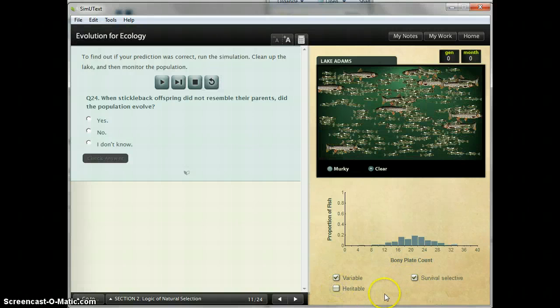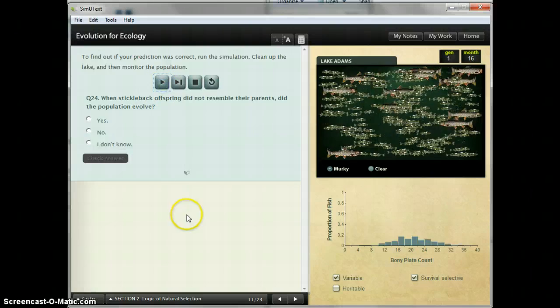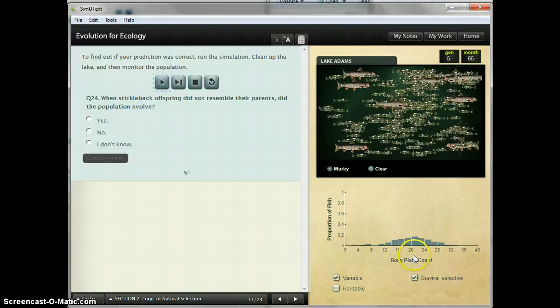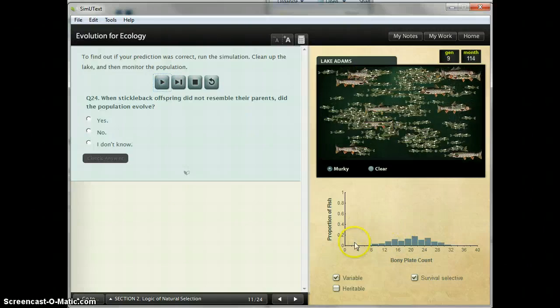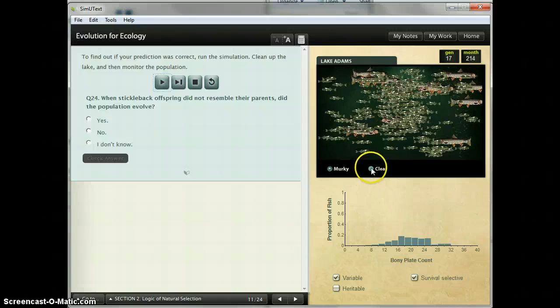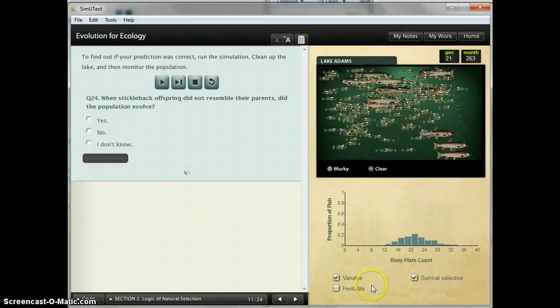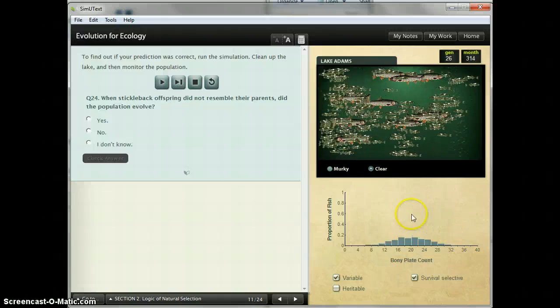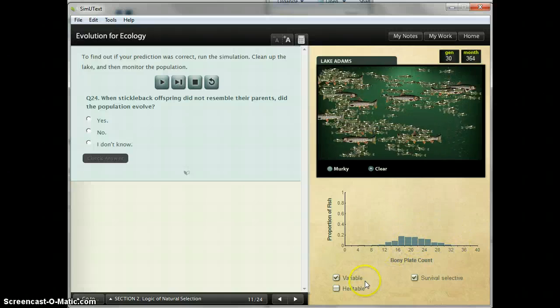Now, when we unclick the heritability, you can see that our average bony plate count sort of falls down into the middle. We lose those groupings. And that's because there's no longer any predictability, and we're just looking at most of them falling somewhere in the middle. If we run it now, when the conditions are murky, as we let this go, you'll notice it's not necessarily favoring individuals with fewer bony plates over those with larger or more bony plates. When we switch to the clear lake, again, we see no change overall. Pattern stays roughly the same.